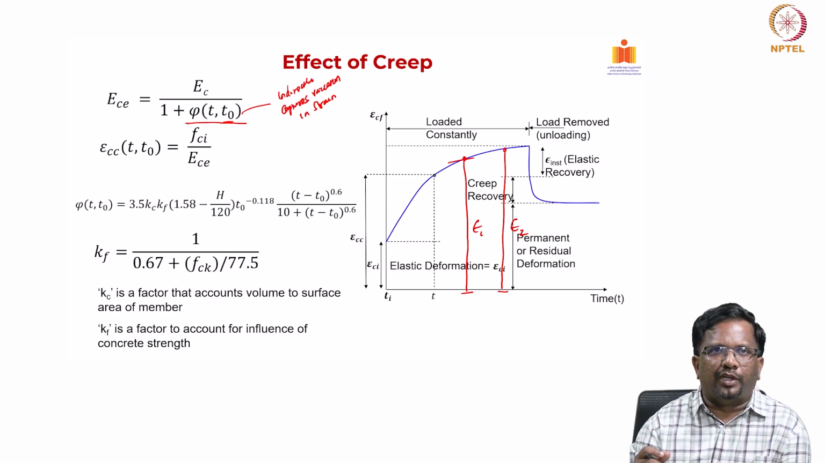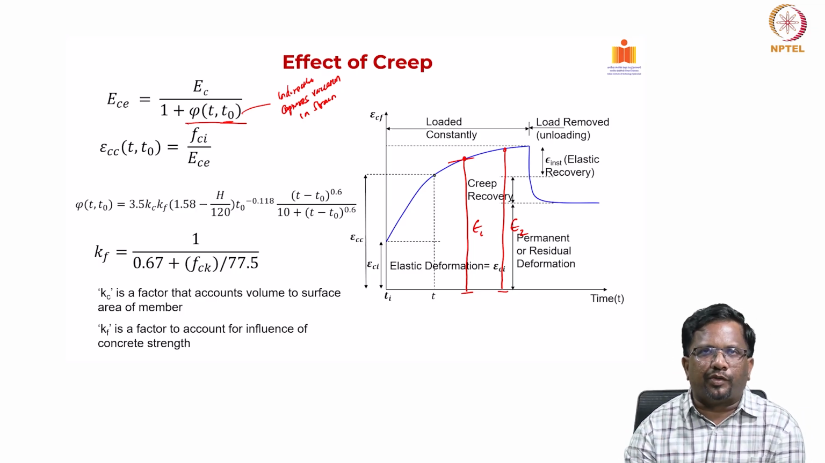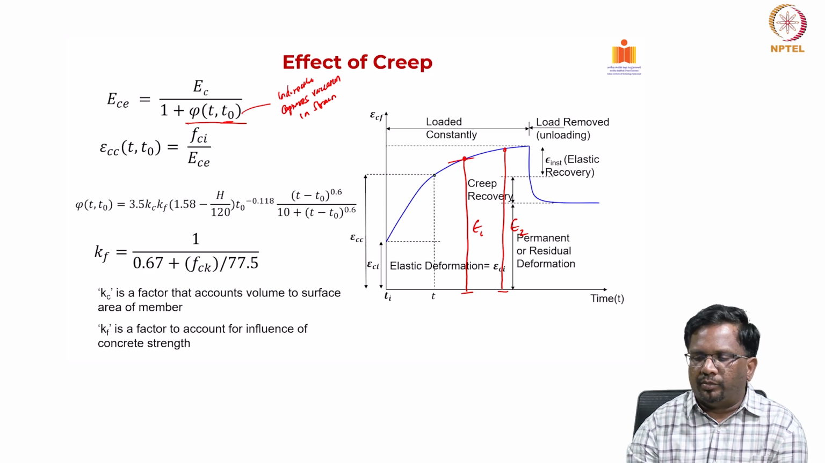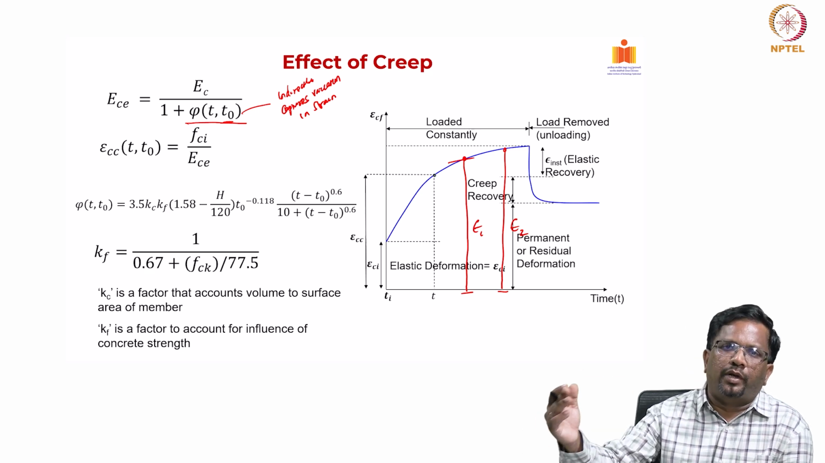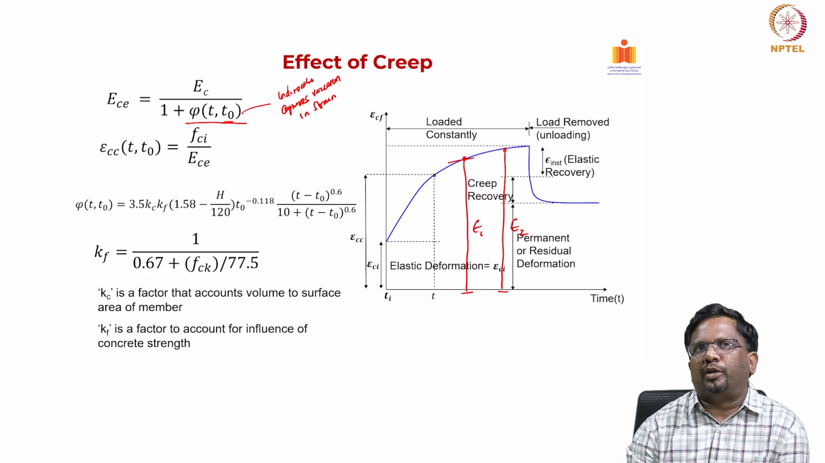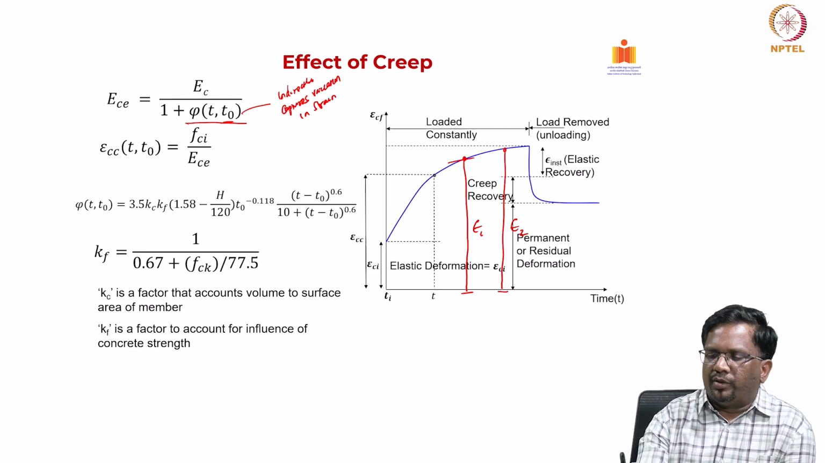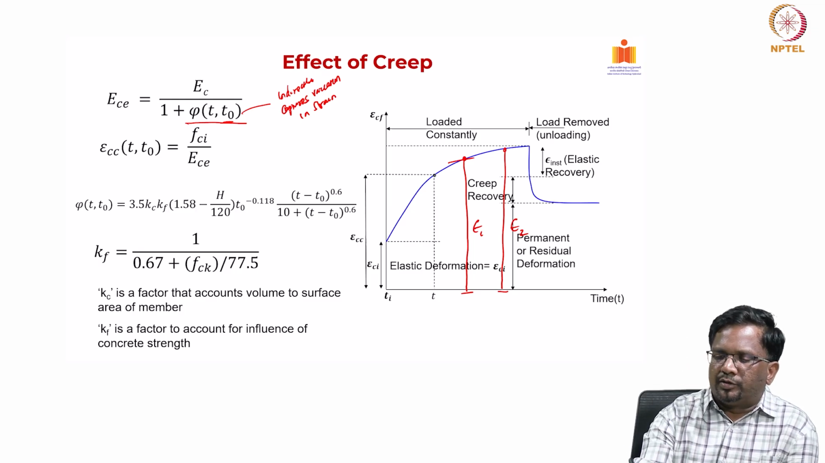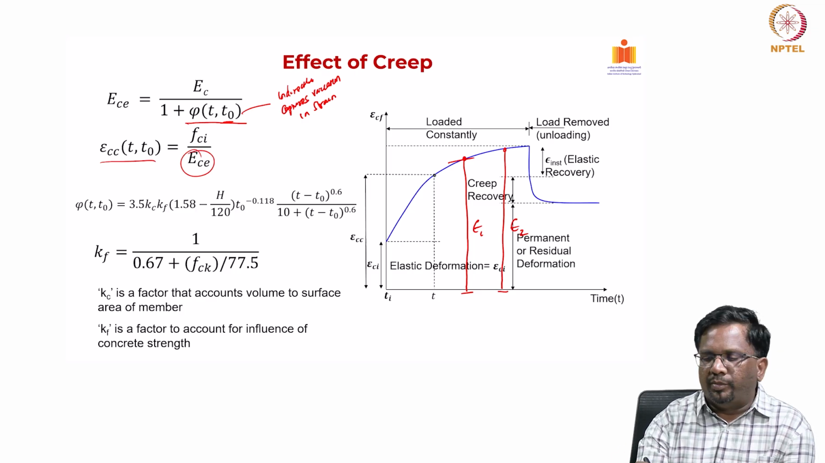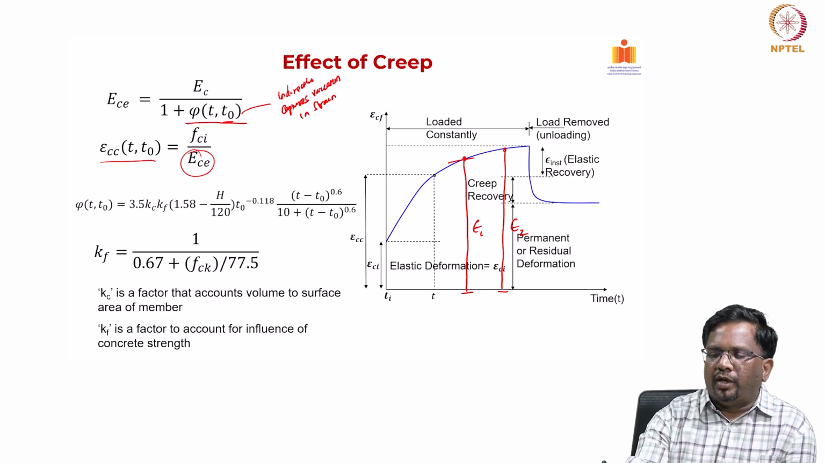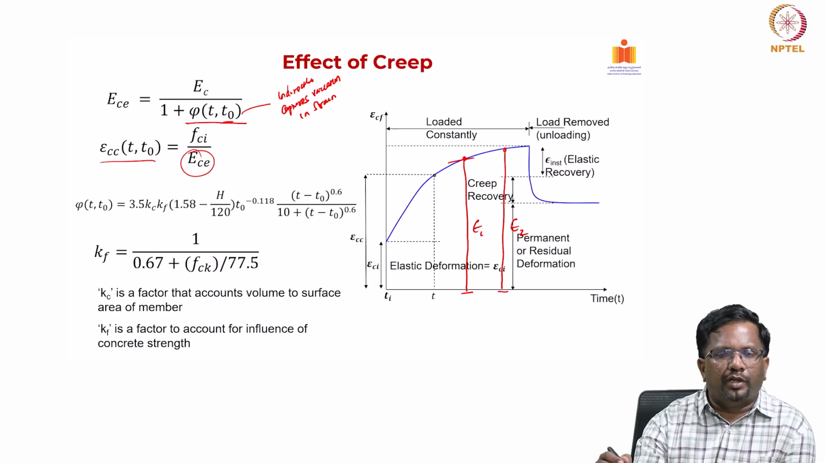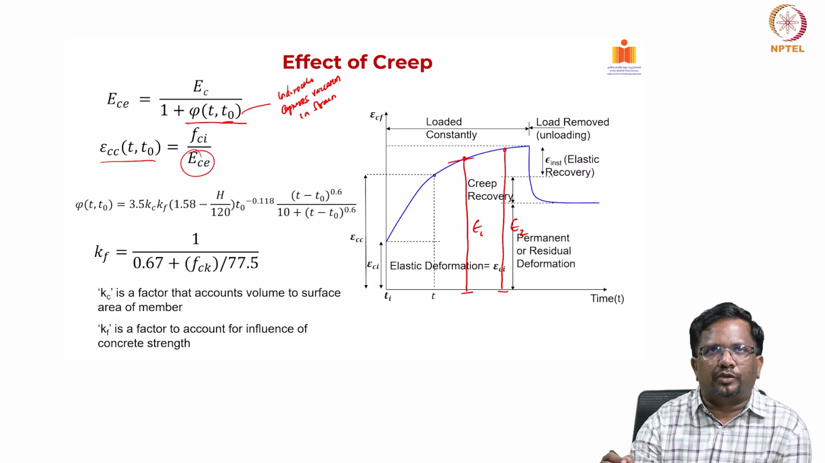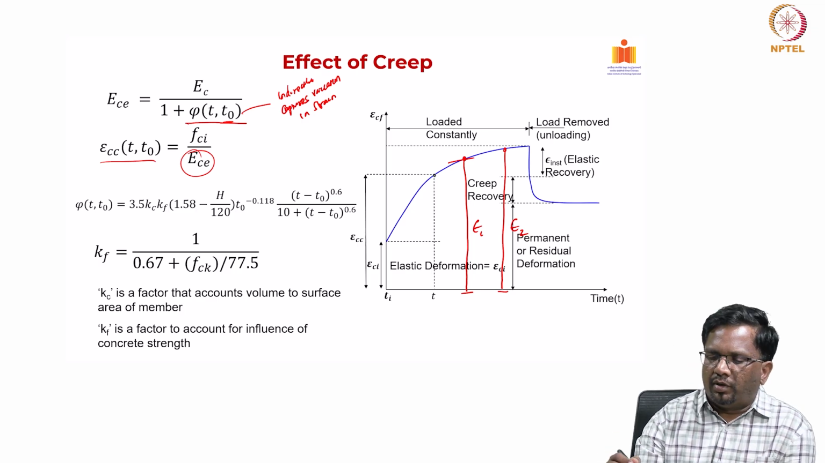Okay. So T0 is the time up to which that I have cured the concrete, right, because longer the curing, less will be the creep. So that also somehow I have to take into account. Now you can see here, stress by strain will give me elastic modulus, or in other words, strain will be given by Fci, stress divided by the effective modulus. So somehow we have to account for this.